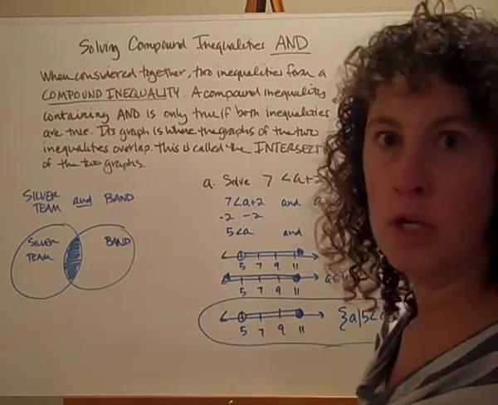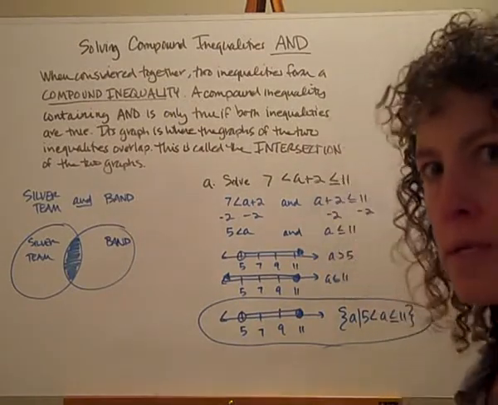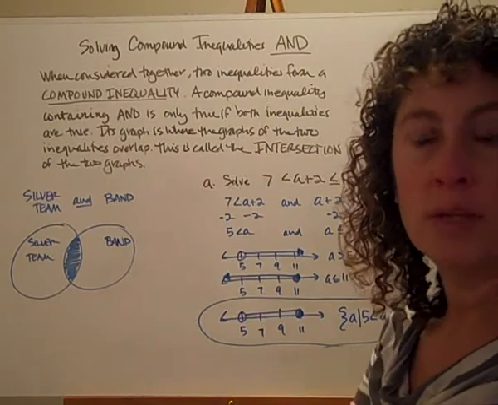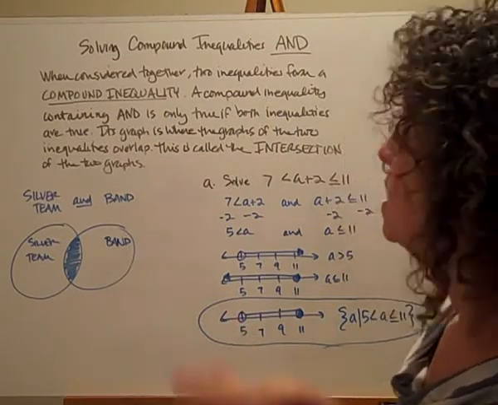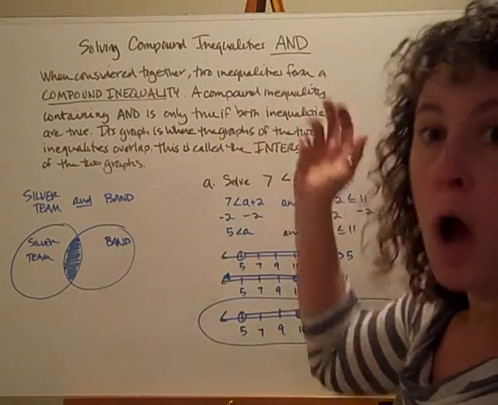Solving compound inequalities. Now we're going to break this up into two pieces. We can do a compound inequality with an and. We can do a compound inequality with an or. So we're going to start with an and. What are we talking about when we talk about compound inequality?